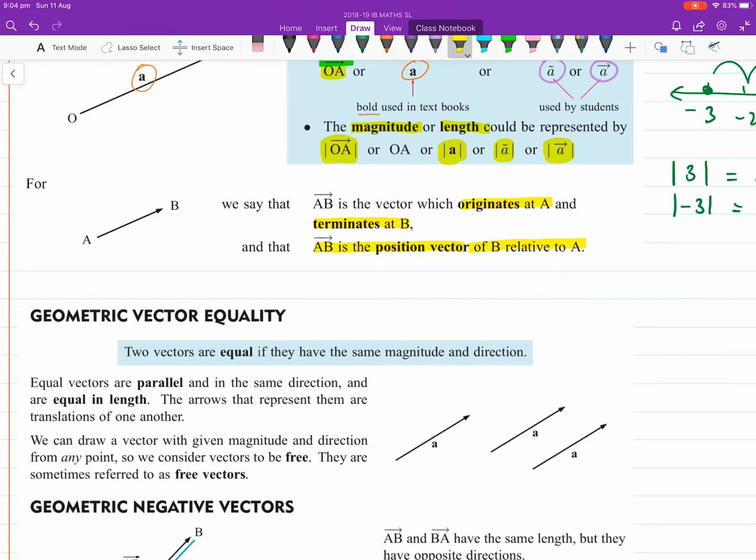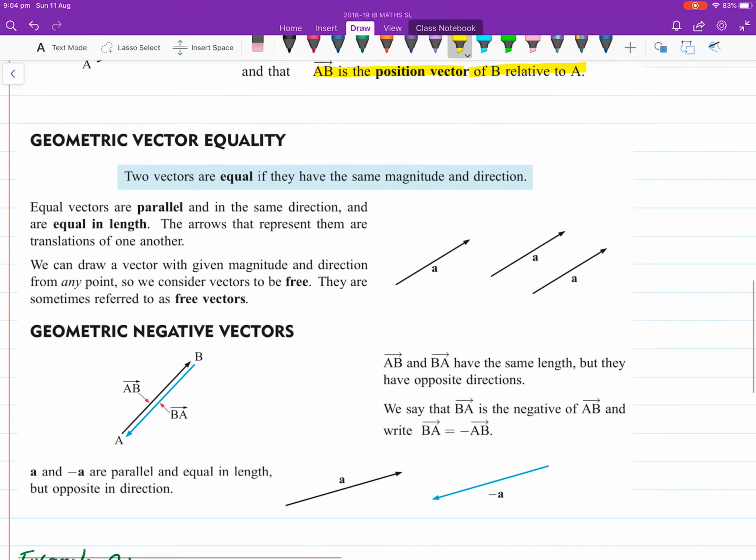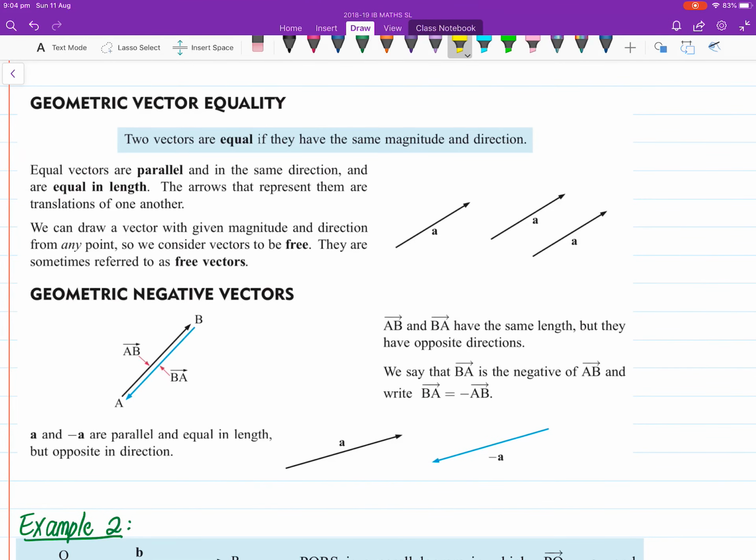Okay, let's go on to the geometric vector equality. If you have two vectors, they're equal if they have the same magnitude and the same direction. So all of these here have the same magnitude, so the same length in the diagram, and they're all going in the same direction, so we would say that they're equal, even if they're put in a different position on, say, your number plane. So they're parallel, going in the same direction, equal length. That all makes sense.